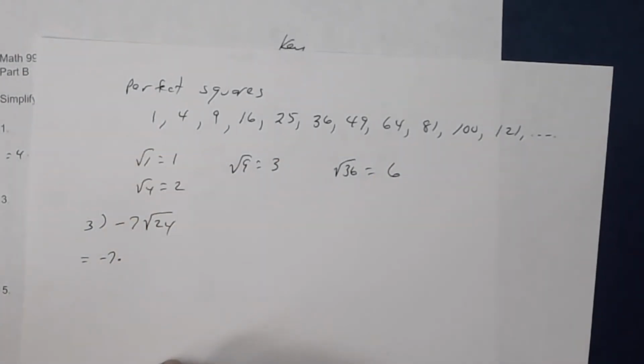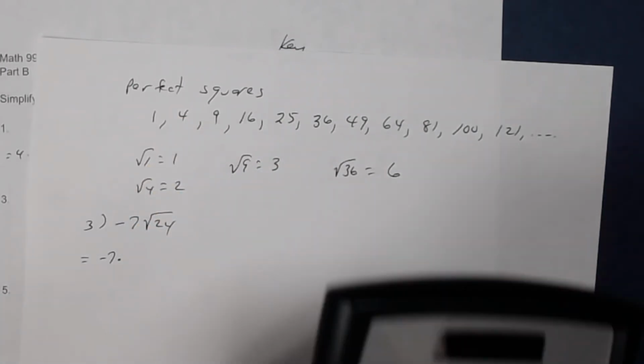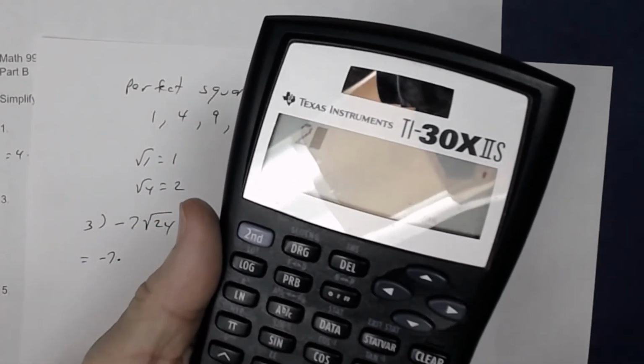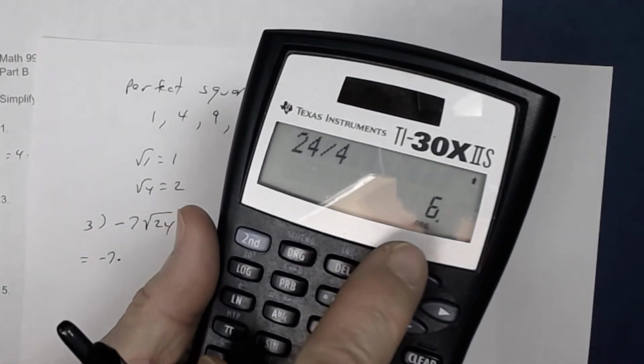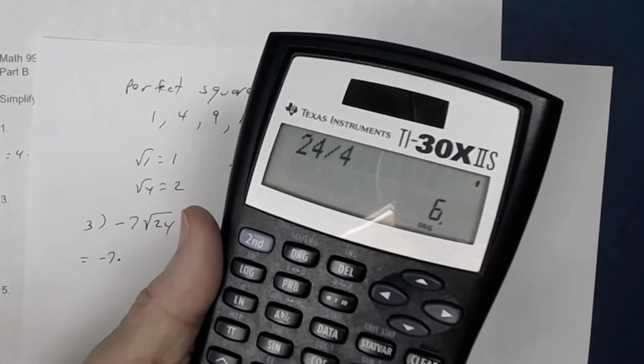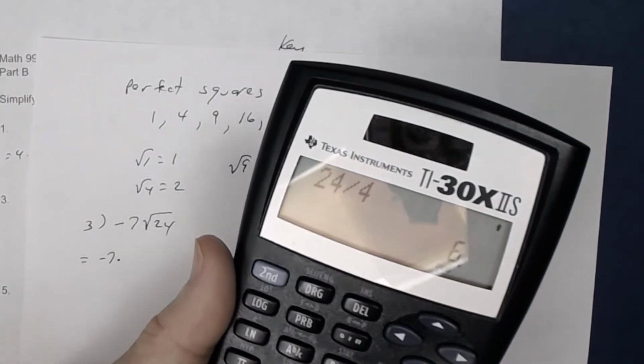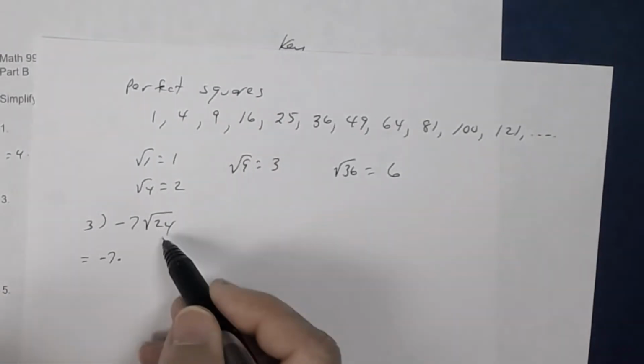Besides 1? Well, let's try 4. I know 4 goes into 24, so let's see what happens when I divide 24 by 4. 24 divided by 4 equals, hey, that's 6, right? Besides 1, is there another perfect square that goes into 6? Nope. So you're done, at least at this point.